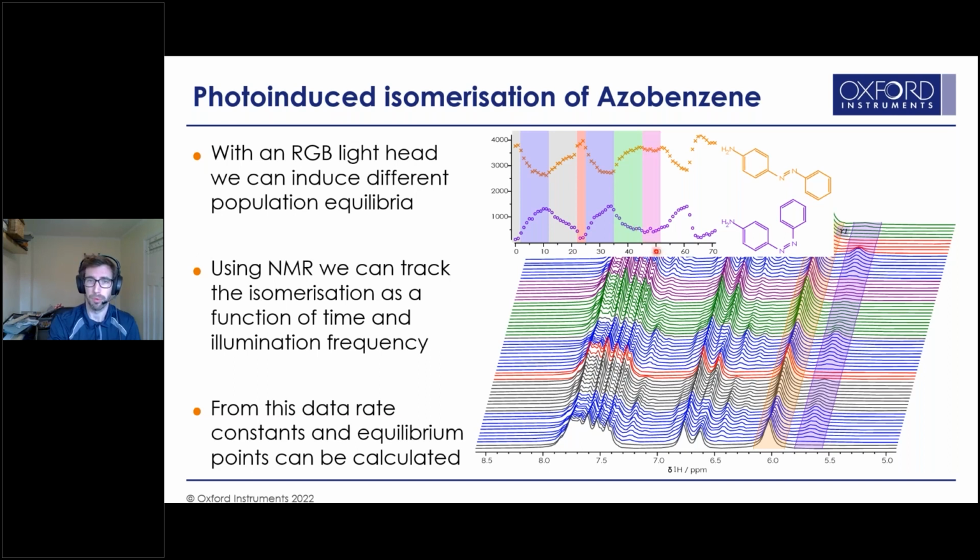If we use both the red and the blue light to give ourselves a purple light, we get a very, very slightly different equilibrium point, but not dissimilar to green. Go with blue again, we get back to our blue population equilibria. Going red, we very quickly reverse back to our initial conditions. And going green, we get back to our green population.